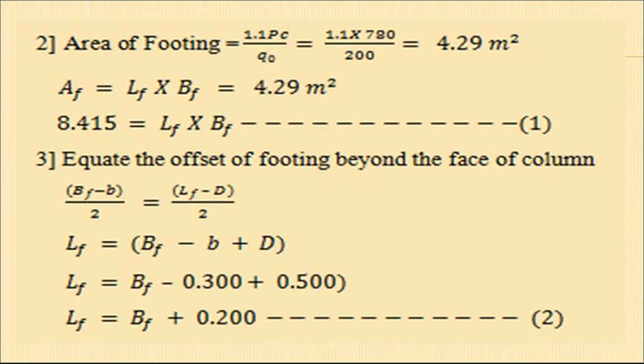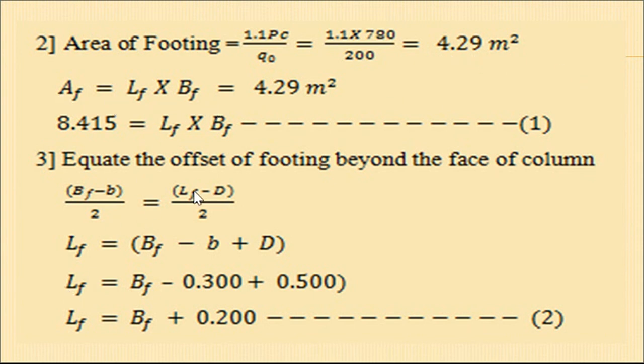pressure distribution. Now step number 2, here we have considered 1.1 times the actual load. Now this actual load is already increased by 50%. I have assumed this is the actual load or working load for the design of footing without moment. So 780 instead of 520, and it is 1.1 because 10% is the self weight of footing. So the requirement of the area is increased to 4.29 meters square. Area of footing is equal to LF by BF.